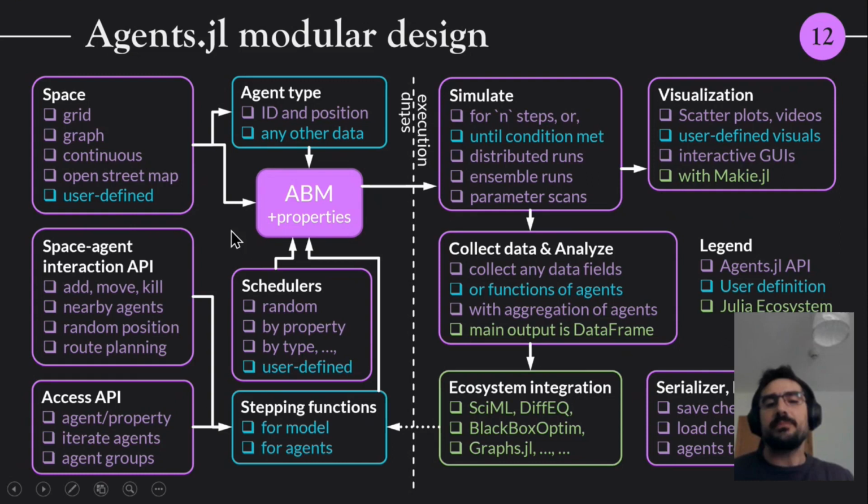There is full flexibility on how you schedule agents. There are many predefined ways to schedule agents. For example, you can schedule agents according to a property. If the agents have a property that is their weight, you can schedule agents according to their weight, or you can define your own scheduler. And then the simulations are also flexible. Doesn't matter what kind of agent model you have created, the simulation step is always the same. You simulate for n steps or until a given Boolean condition is met.